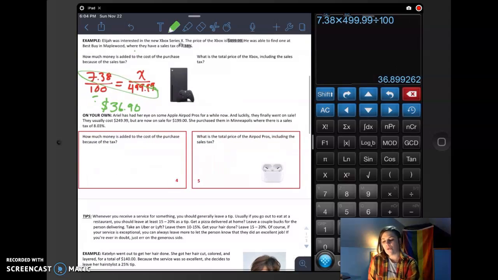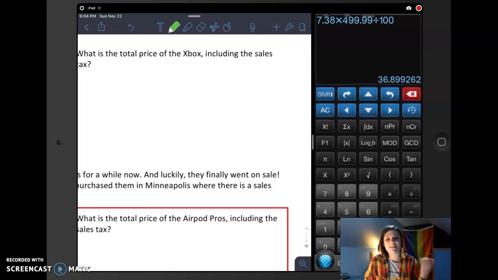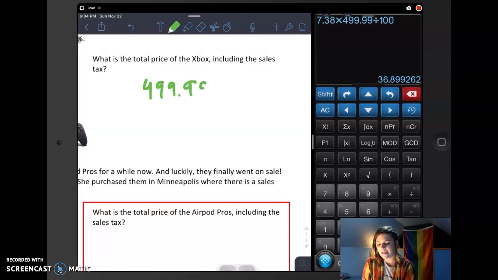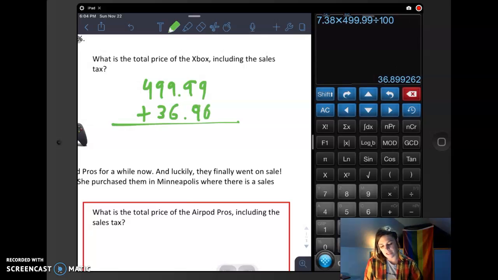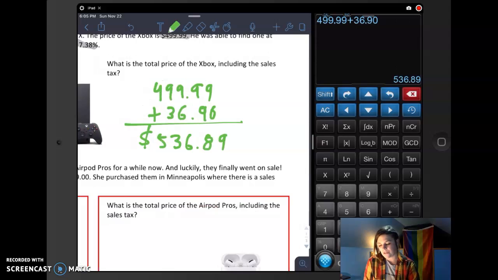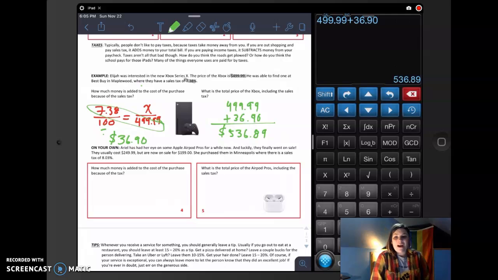So the next question says, what is the total price of the Xbox including the sales tax? So we're going to just do $499.99, and then we add our answer that we just got. Here, I'll do it this way, $499.99 plus $36.90. And we get $536.89. Okay, so pause the video and try the same question, pretty much exactly the same process, but it's about AirPods, so the numbers are going to be a little bit different.